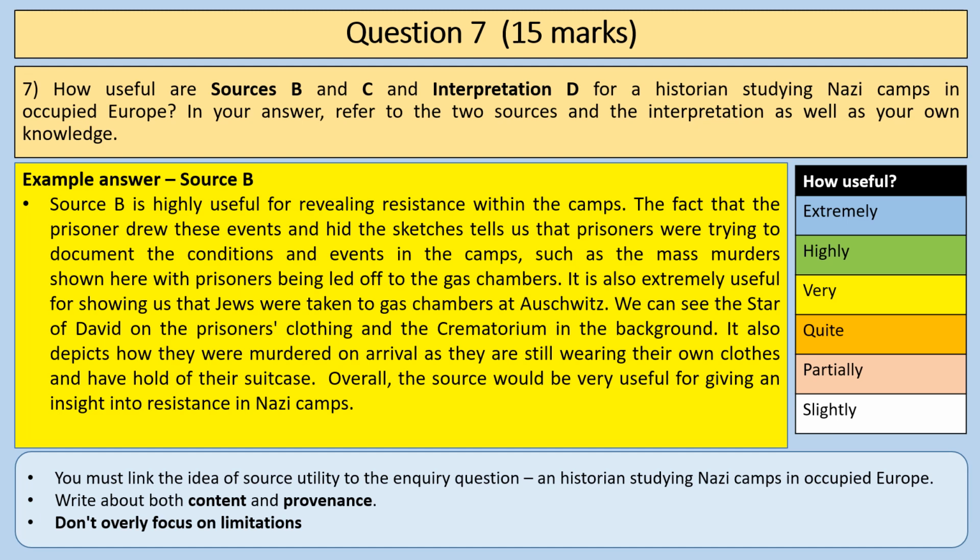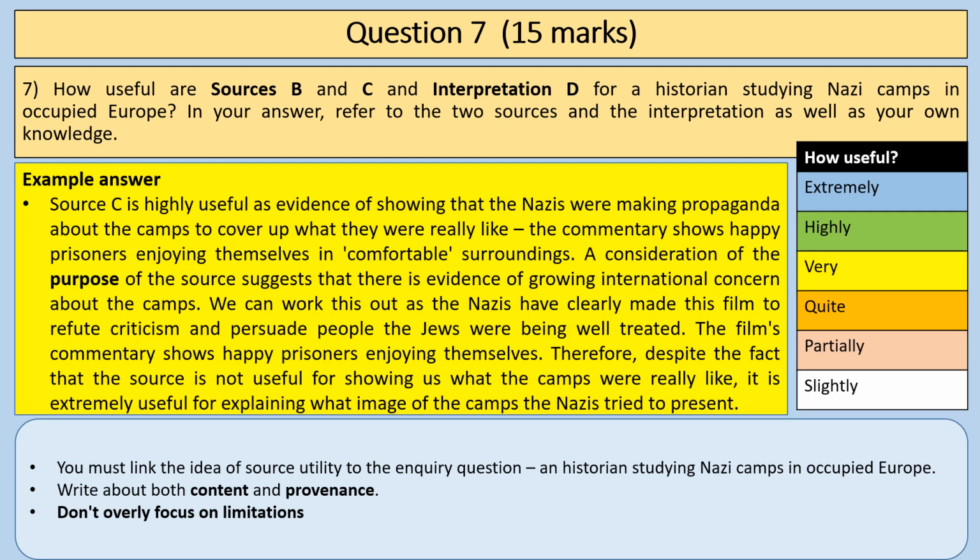So link the idea of source utility to the inquiry question and historians studying Nazi camps in occupied Europe. Write about both content and provenance. Don't overly focus on limitations. So that would be a first paragraph. Then your source C answer.